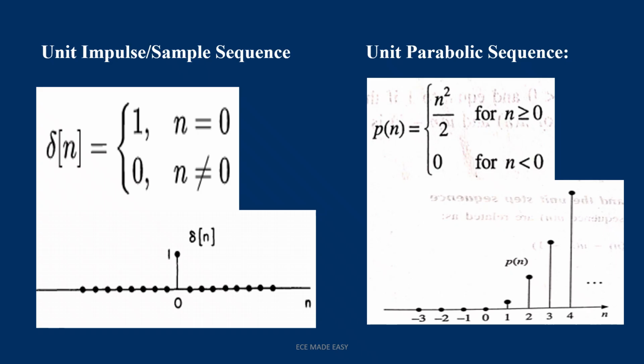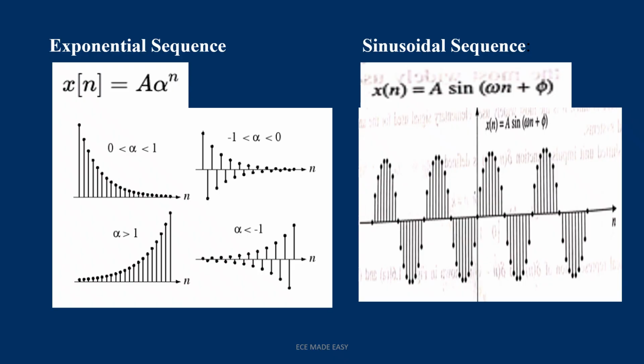Then in the unit parabolic sequence, the equation is given by n square by 2 for n greater than or equal to 0 and 0 otherwise. And the graph for n greater than 0 for n square by 2 is as shown in the figure. So it obeys the parabolic path, hence we call it a parabolic sequence.